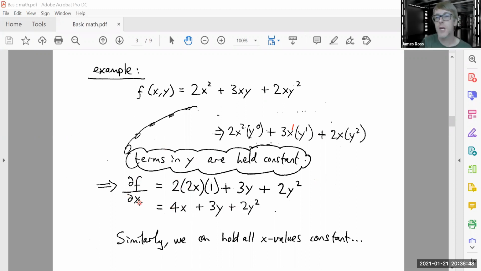Then I have to exchange the favor, keep all x terms constant, and take the partial derivative with respect to y.